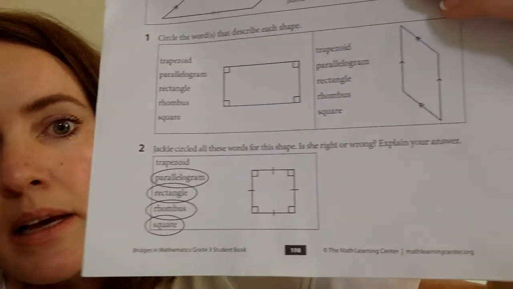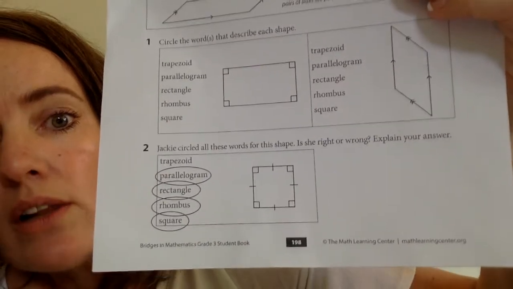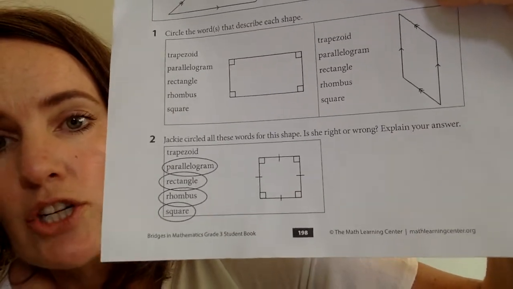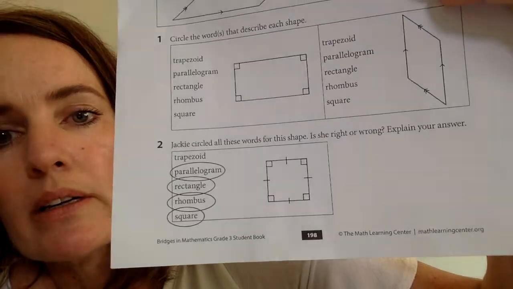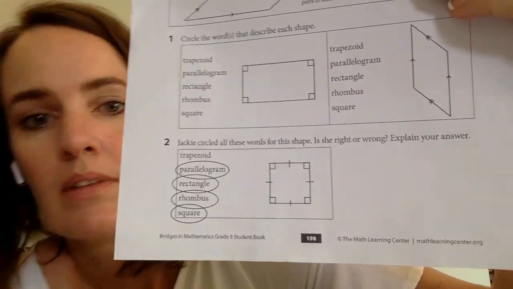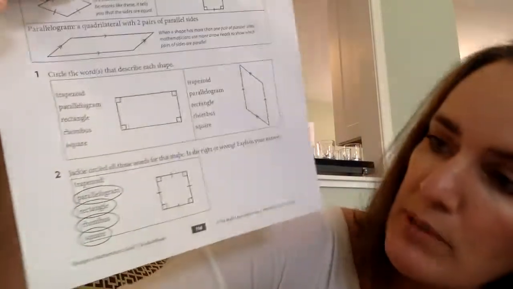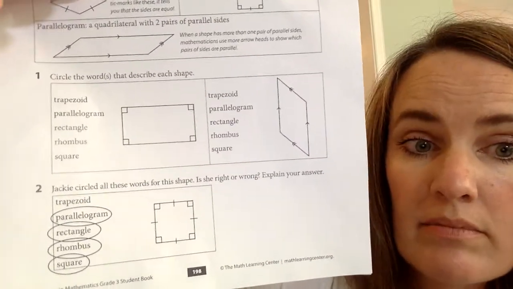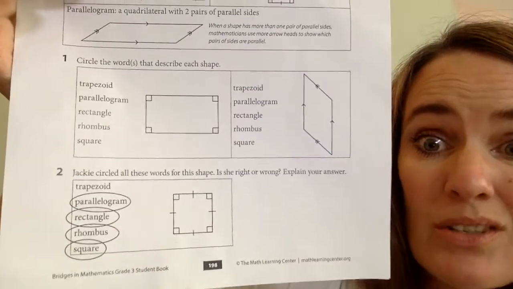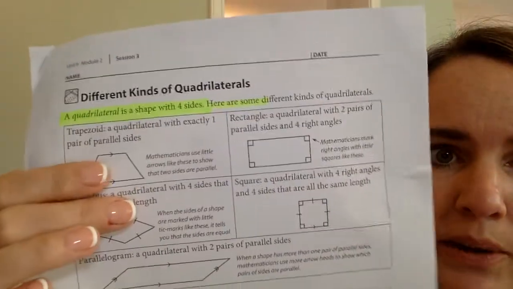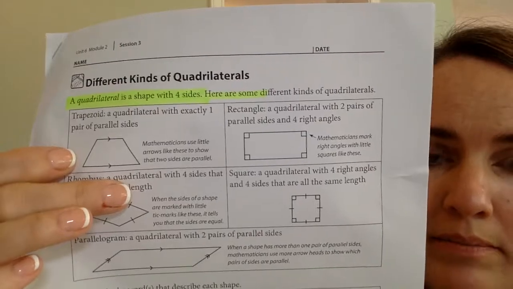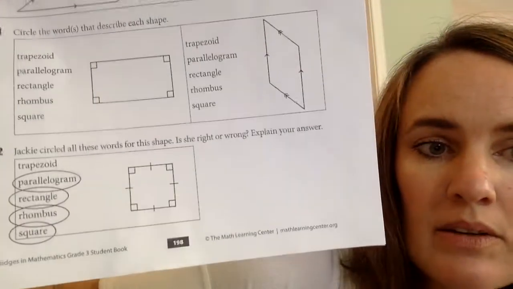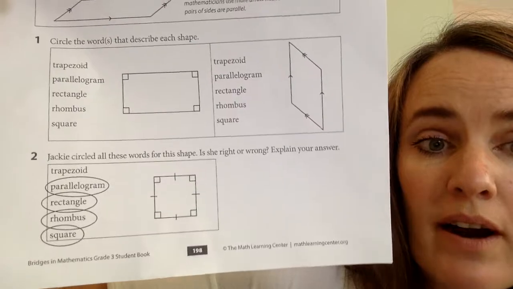Now number 2. Number 2 says, Jackie circled all of these words for this shape. Is she right or wrong? Explain your answer. So, is this shape a trapezoid? Some of you say no right away because this shape has 2 sets of parallel lines. A trapezoid has just 1 pair of parallel sides. Okay, so she didn't circle that, so she's right so far.